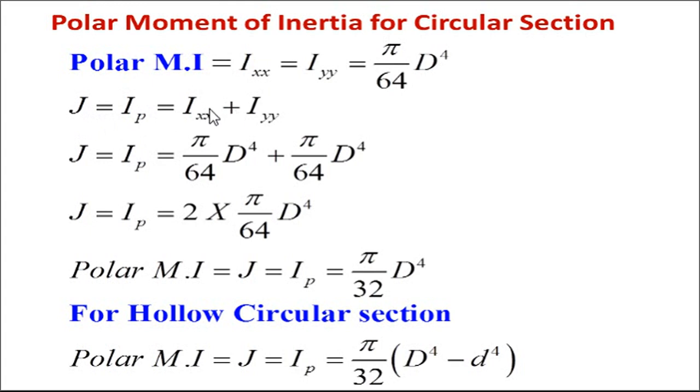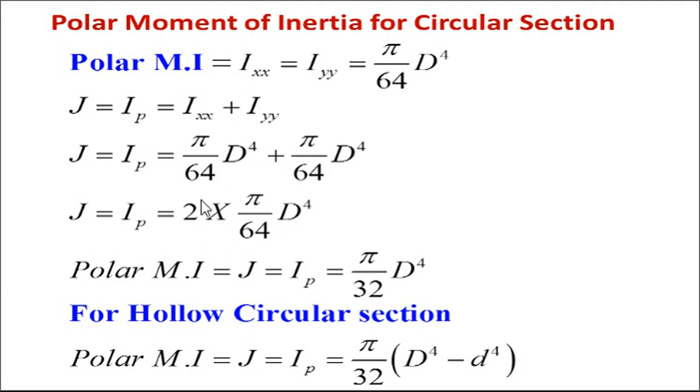It is nothing but the moment of inertia about the major and minor axes, the sum of the moments of inertia about the major and minor axes, that is Ixx plus Iyy. So the polar moment of inertia for a circular section, where Ixx and Iyy are both the same, is just the addition, so it will be twice pi by 64 d raised to 4.